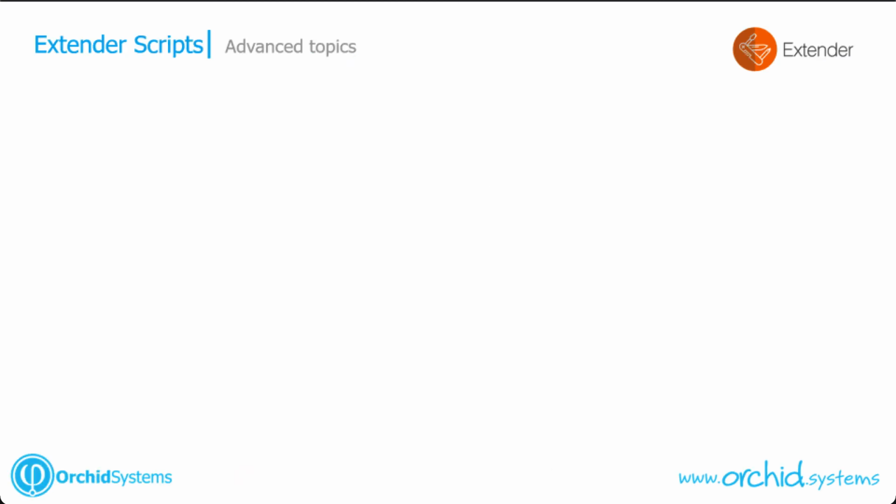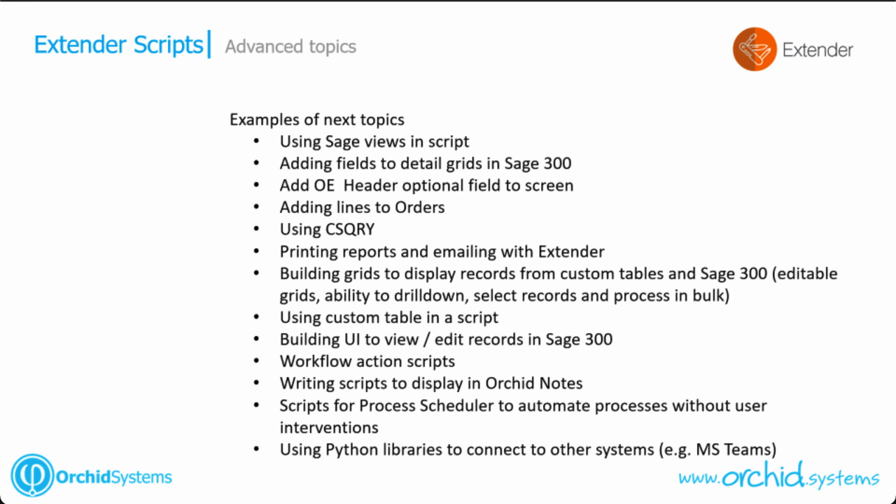The next part of the training will focus on more advanced topics, and we will be looking at using Sage views in scripts, adding fields to detail grids in Sage 300, adding optional fields to header, adding lines to orders using CS Query, printing reports, emailing, building some grids to process some records in bulk, writing some scripts to display ORCID notes, writing some scripts to run in Process Scheduler, and also using examples of Python libraries to connect to other systems.